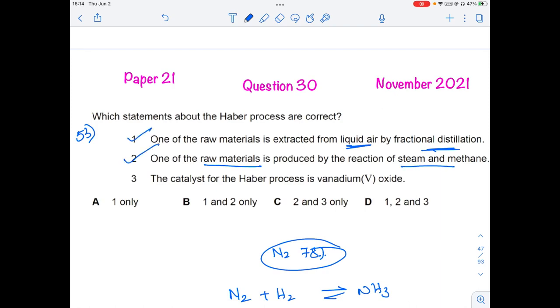Option 2 is also correct. The catalyst for the Haber process is vanadium oxide. No, it is not the catalyst. Iron is the catalyst, but vanadium oxide is the catalyst for the contact process. So therefore option 3 is wrong. So the answer is only 1 and 2 are correct.